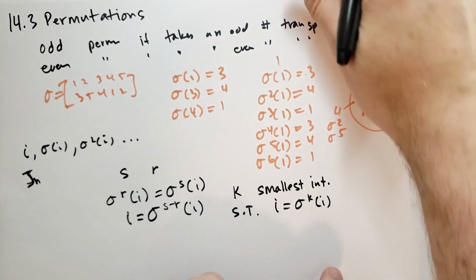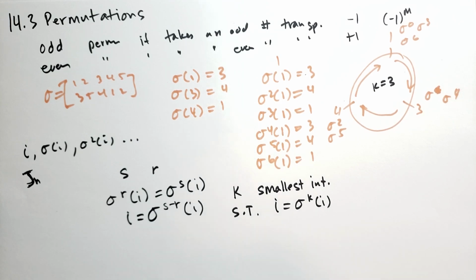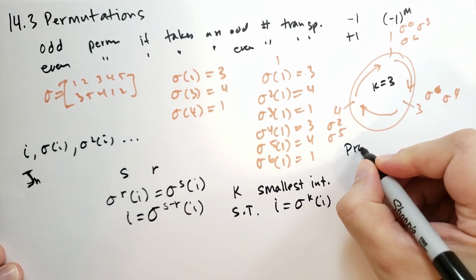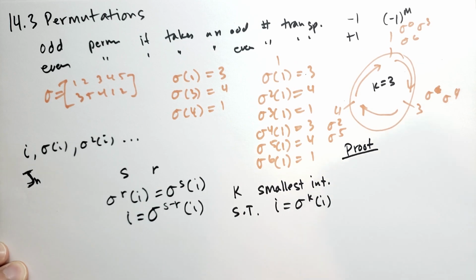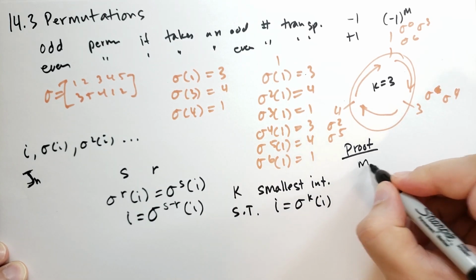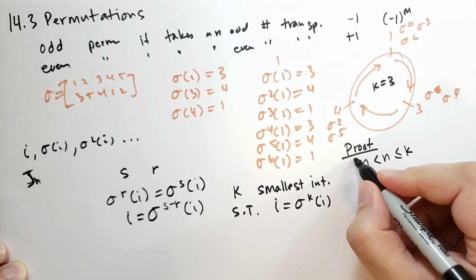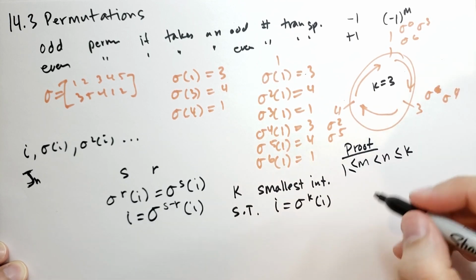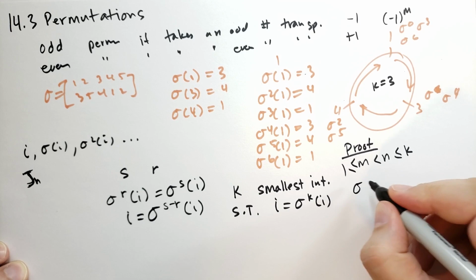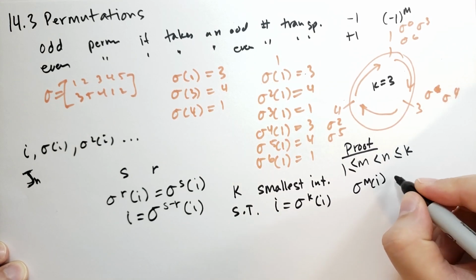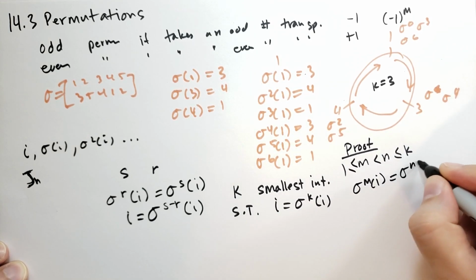Now, we're going to prove right now that there is the smallest k. There is no number smaller than k. And the way we're going to prove this is by contradiction. So we're going to prove that k is the smallest number. So let's say we have two numbers m and n. m is less than n. n could be equal to k. m could be equal to 1. And we find somehow that sigma to the m of I is equal to sigma to the n of I.